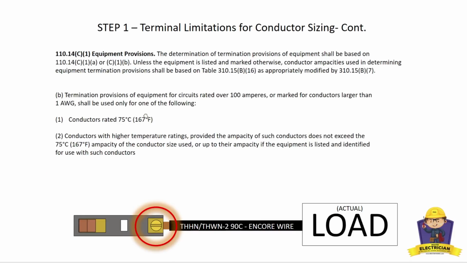Now, 110.14(C)(1)(b) is a little different. This is for terminal provisions where you have over 100 amperes, or the lugs are marked for larger than 1 gauge. And the 1 gauge here is American wire gauge. And when it starts getting up to like 250 kcmil and whatnot, all of those would be larger than 1. Now, those conductors are considered to be rated at 75 degrees C. Now, conductors with a higher temperature rating, like for example 90 degrees C, provided the ampacity of the conductor does not exceed the 75 degrees C ampacity of the conductor, shall be used. Or up to their ampacity if the equipment is listed and identified for use with such conductors.